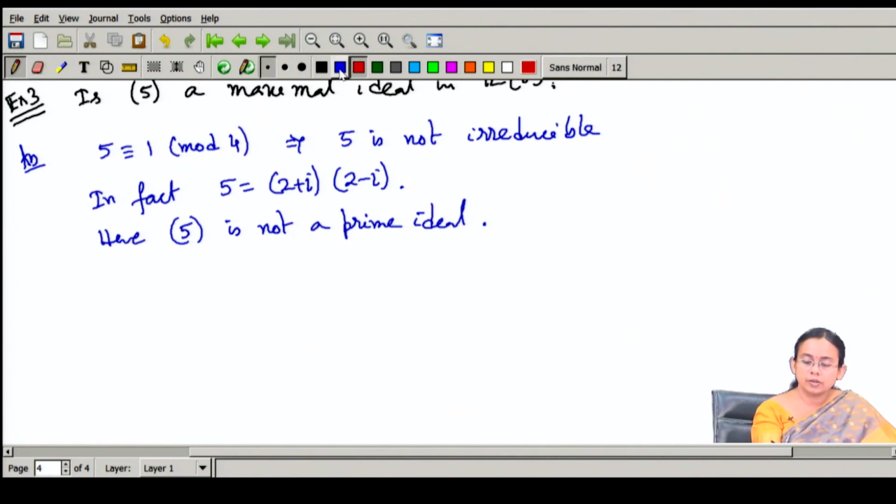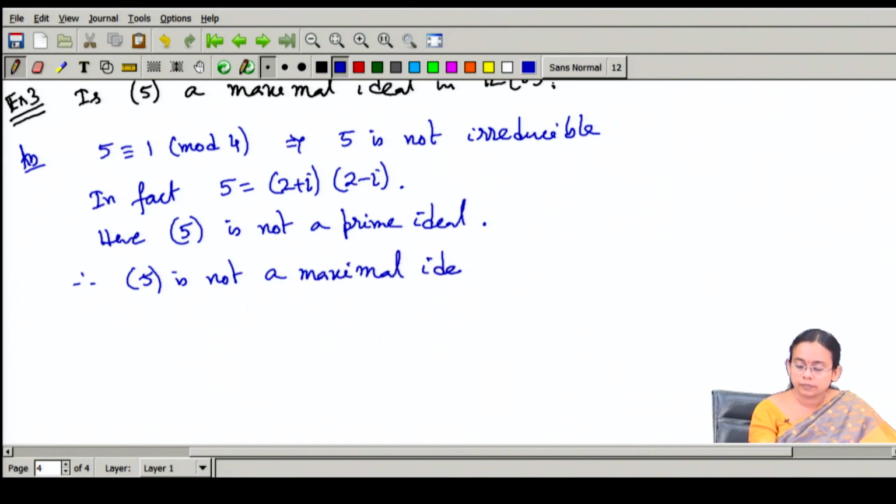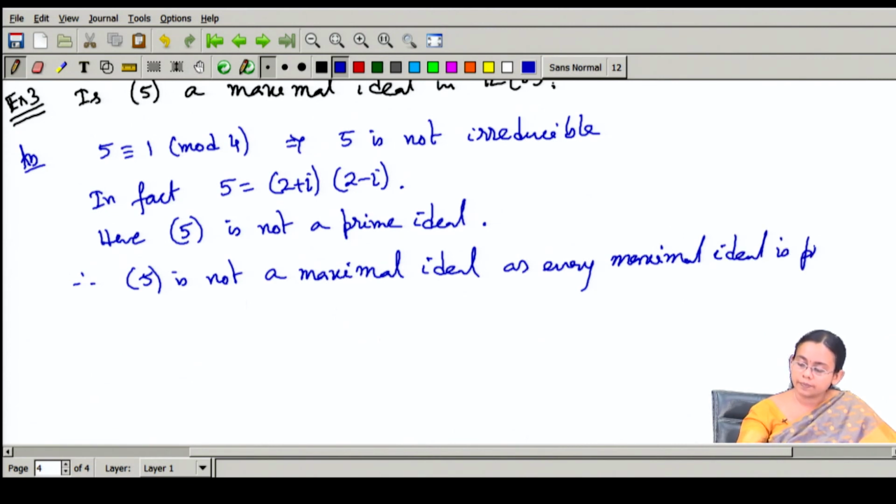Here 5 is not a prime ideal, and a maximal ideal has to be a prime ideal first of all. Therefore, this is not a maximal ideal, as every maximal ideal is prime.